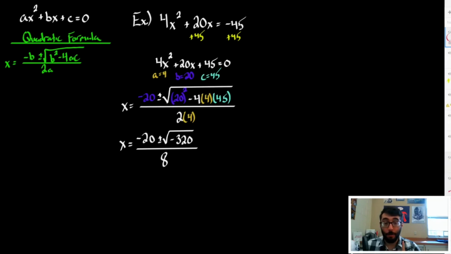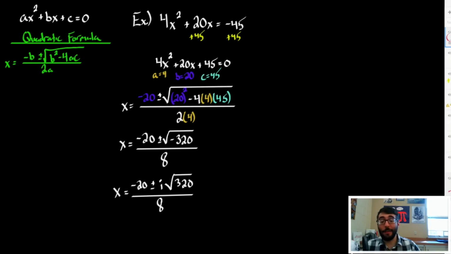Now remember, when we have a negative underneath the square root, that means we're going to have imaginary solutions. There's going to be a complex number solution that has an imaginary part. So what we do is we pull the i out of the square root, and now what's underneath the square root is positive. So this is now -20 plus or minus i root 320, all divided by 8.